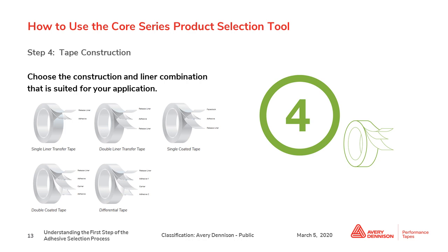We also have single-coated tape available in the course series as well, where there would be no lamination step because Avery Dennison Performance Tapes has already done that portion for you. So take, for example, our foil tapes in the course series. Those will already be laminated to an aluminum foil.